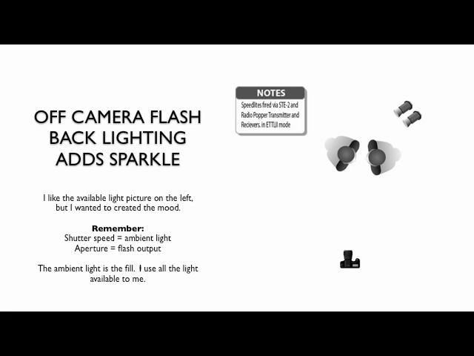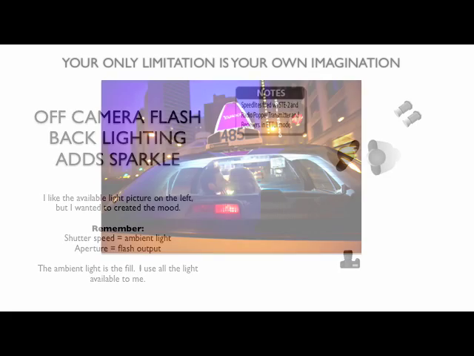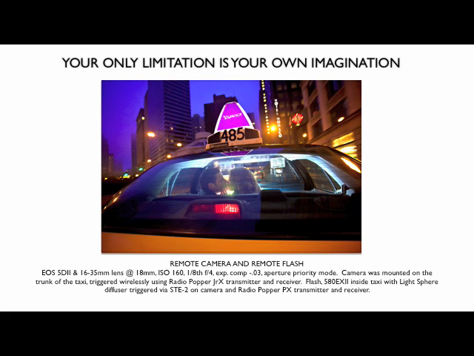Off-camera flash backlighting adds sparkle. I like the available light picture, but I wanted to create that sense of drama, create that mood. Remember, shutter speed equals ambient light, aperture equals flash output. The ambient light is the fill, and I use all the light available to me, and my strobes are my key light, my main light, to add that drama. Your only limitation is in your own imagination.